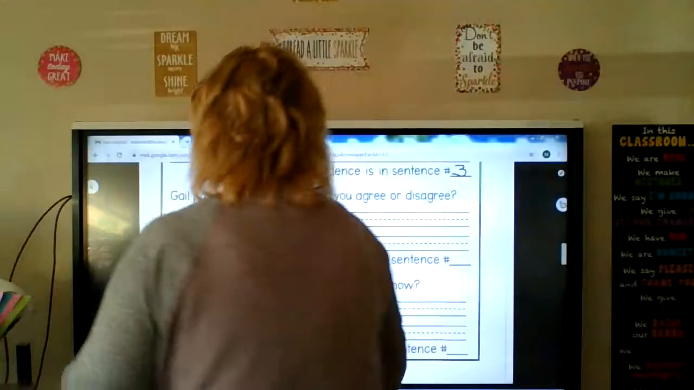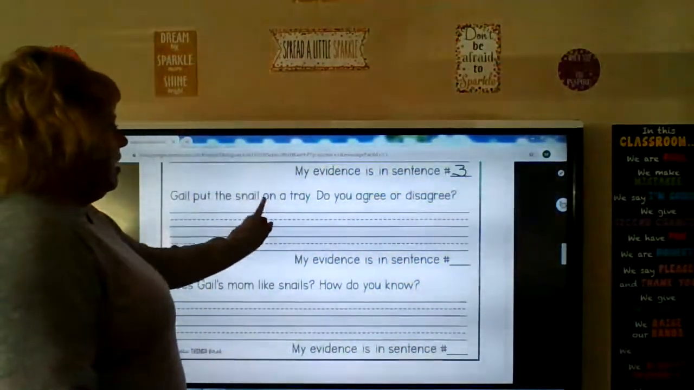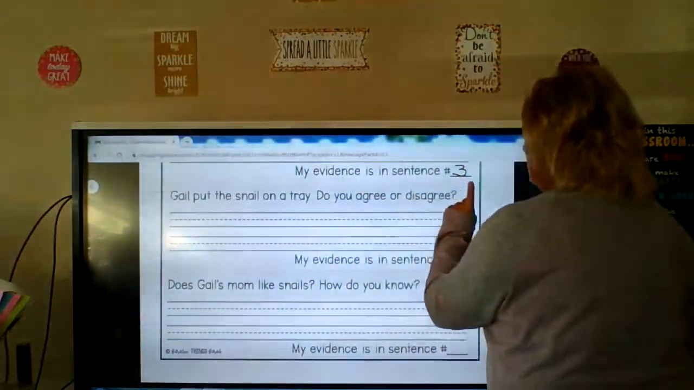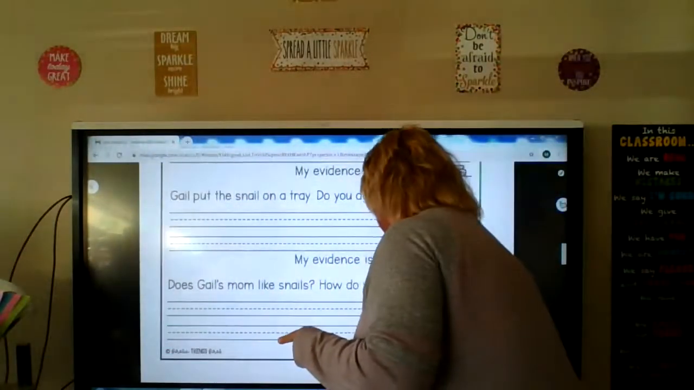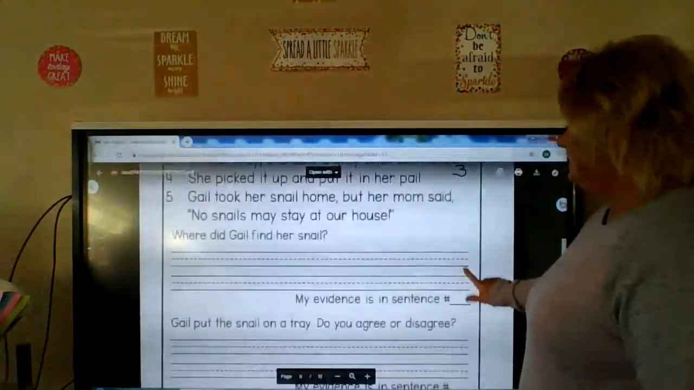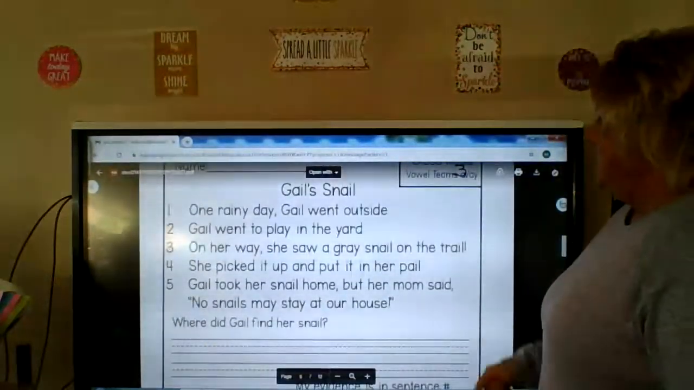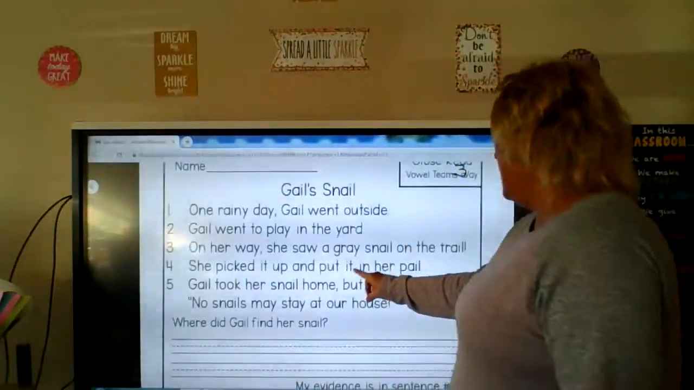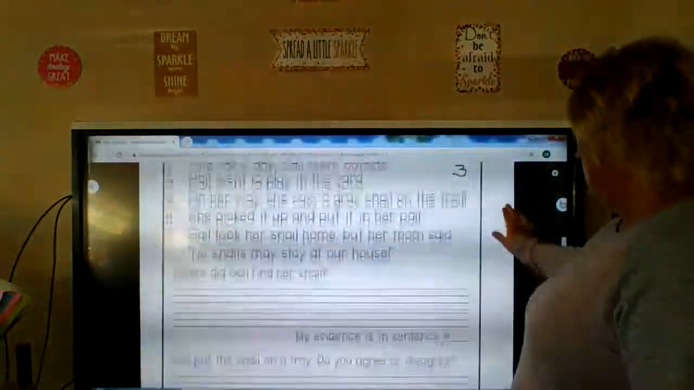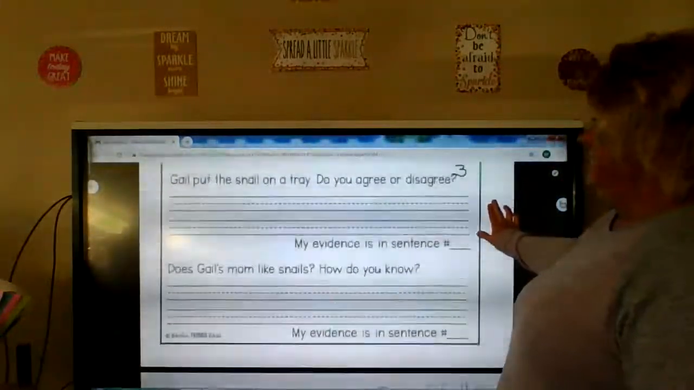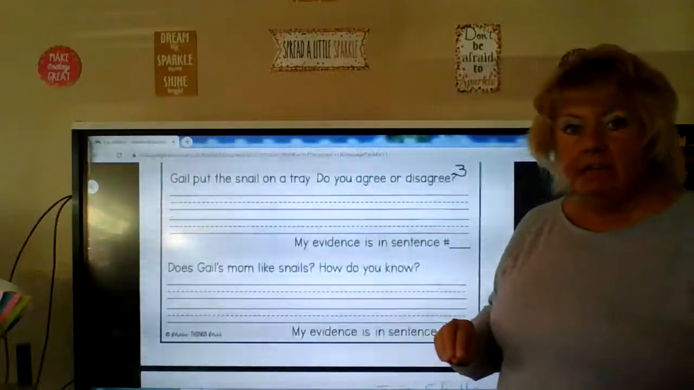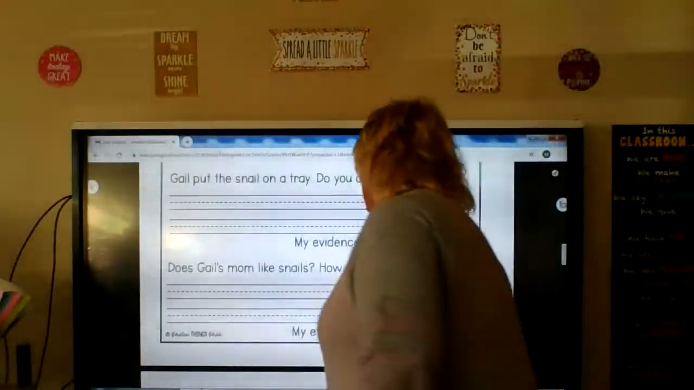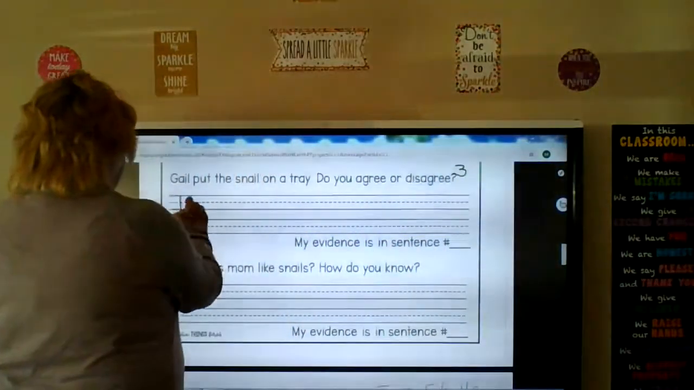Okay? Gail put the snail on a tray. Do you agree or disagree? Let's go up. Gail picked it up and put it in her pail. Did she put it on a tray? Nope, she put it where? Yep. So, do you agree or disagree?